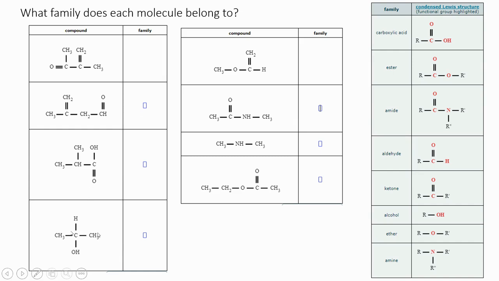Okay. How about this one? Down here at the bottom. I think I heard it. Alcohol. Good, that's an alcohol. All we have is this OH group. There's nothing else special. That one's just OH. Good. Okay, how about this one up here? The top one on the right.